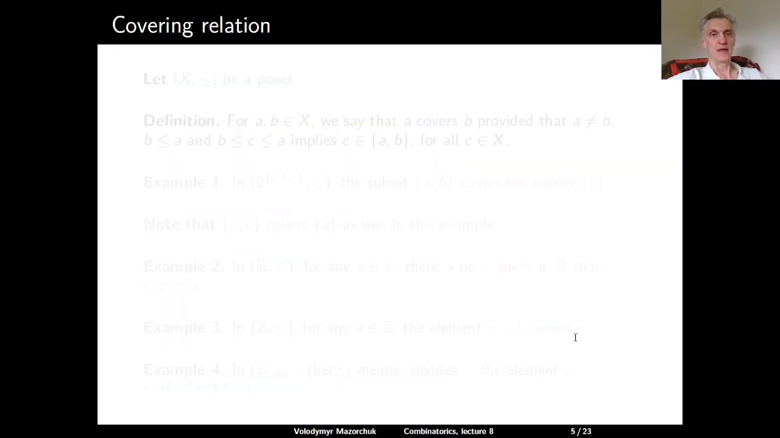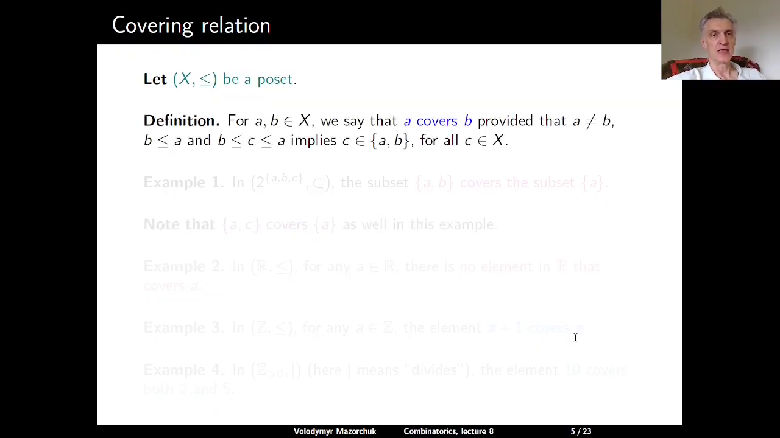Next, let us discuss the so-called covering relation for partial orders. Let X be a poset with respect to some partial order less than or equal to. Definition: for two elements A and B in X, we say that A covers B, provided that A is different from B, B is less than or equal to A, and for any element C in X which is greater than or equal to B and less than or equal to A, it follows that C must be either A or B. There are no proper intermediate elements between A and B.